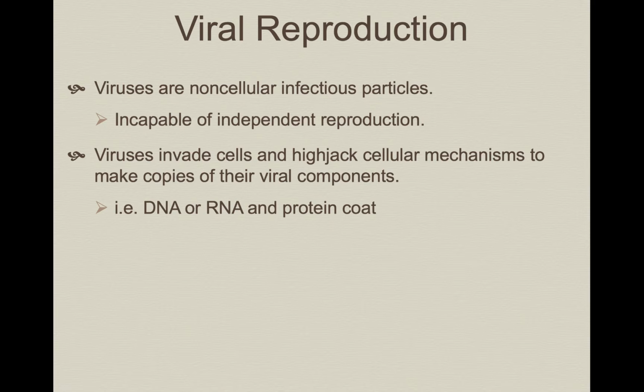One characteristic of all life forms is the ability to reproduce. And yes, viruses can reproduce, but they're incapable of independent reproduction. The viruses have to invade a target cell, in which they then hijack the cellular mechanisms associated with normal reproduction of the host cell, but they use those mechanisms to make copies of their own viral components. So this means making the viral DNA or RNA, depending on the virus type. HIV happens to be an RNA virus, and then the protein coat that surrounds that genetic material.